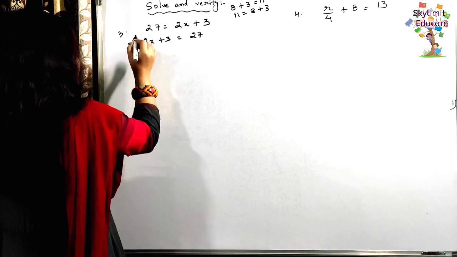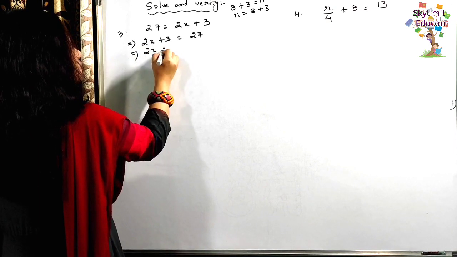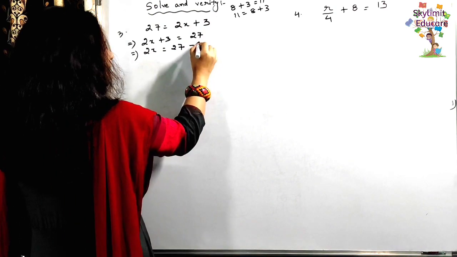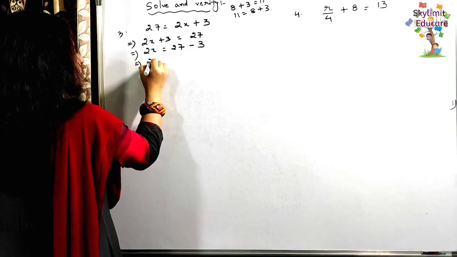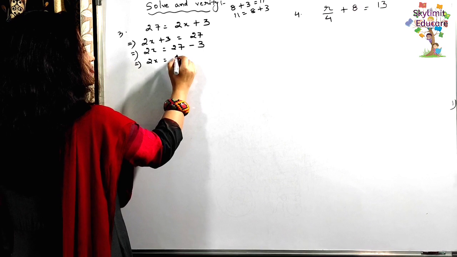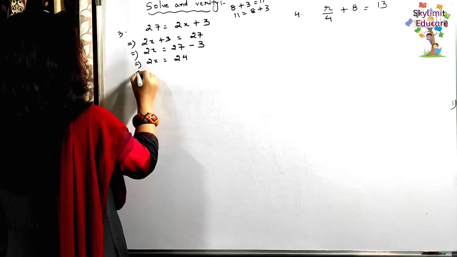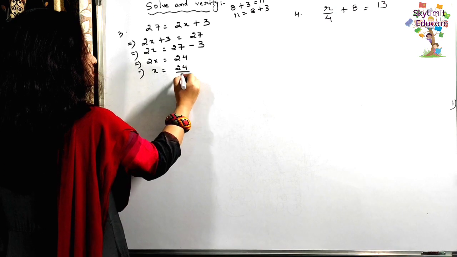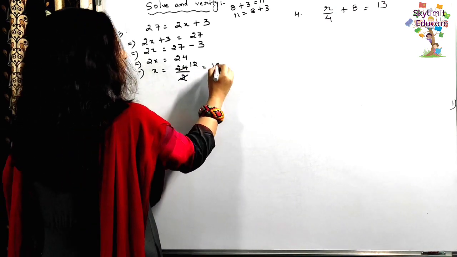Now what we can do? 2x will be equal to 27, and plus 3, I will be shifting to the right hand side, becomes minus 3. Now 2x will be equal to 27 minus 3, which gives us 24. So x will be equal to 24 divided by 2. So we got here 12, right?